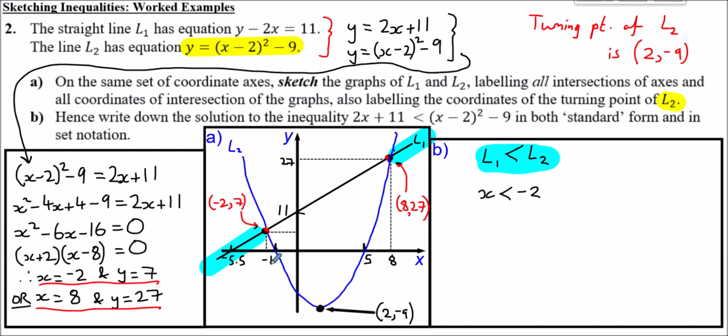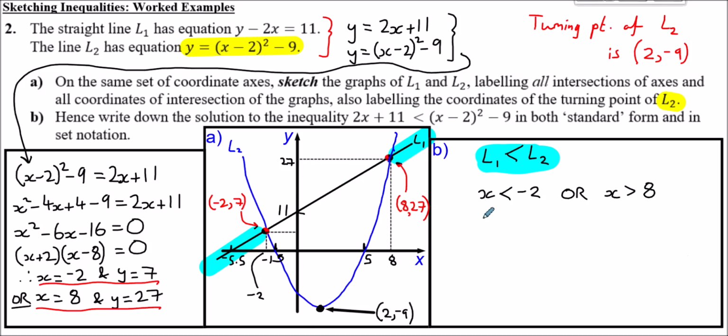Don't be confused with this -1. This -1 is that point there, the x-axis intercept. -2 is there. So it's either where x is less than -2 or where x is greater than 8. And as you can see, these two regions are mutually exclusive. They don't join together. They don't overlap.